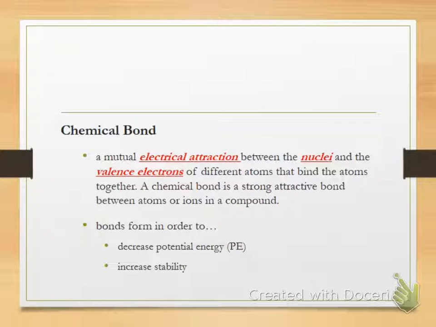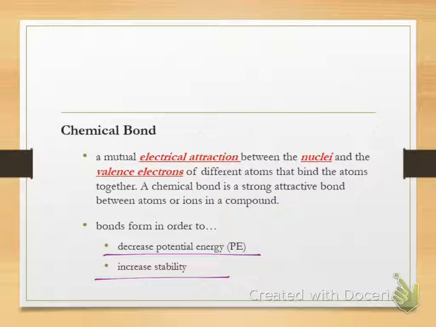Okay, intro to bonding. First of all, a chemical bond is a mutual electrical attraction between the nuclei and the valence electrons of different atoms that bind them together. A chemical bond forms for several reasons, but these are the two most important: to decrease potential energy and to increase their stability.